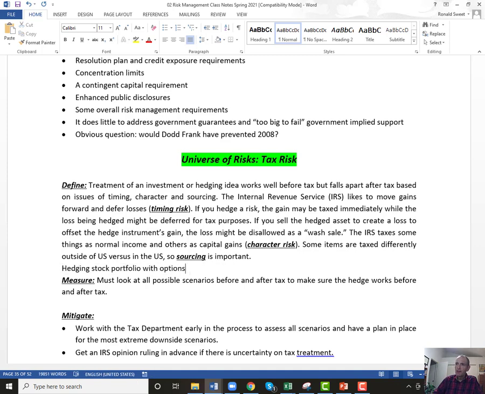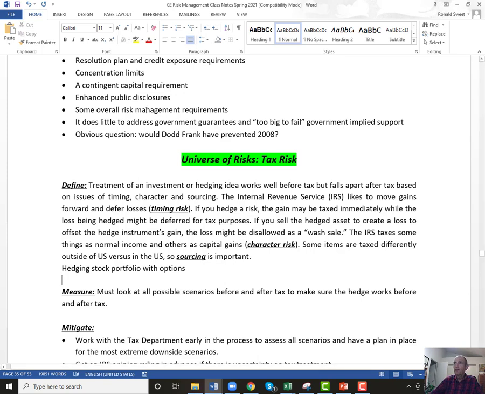So I went to my tax department and I said, okay, I'm hedging the stock portfolio with options. Let's work through some scenarios. And boy, we had a great tax department. I hope they still do.